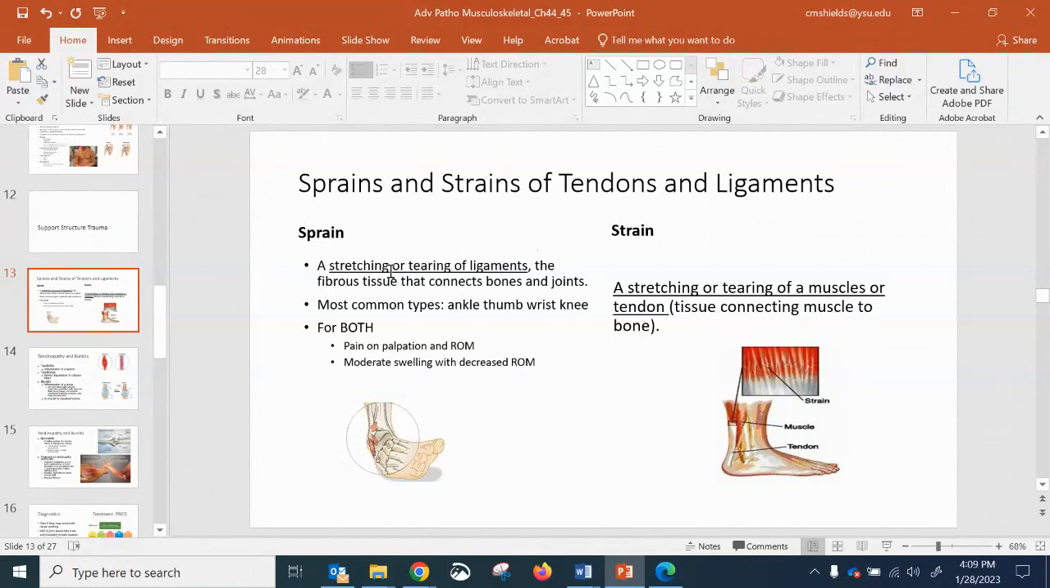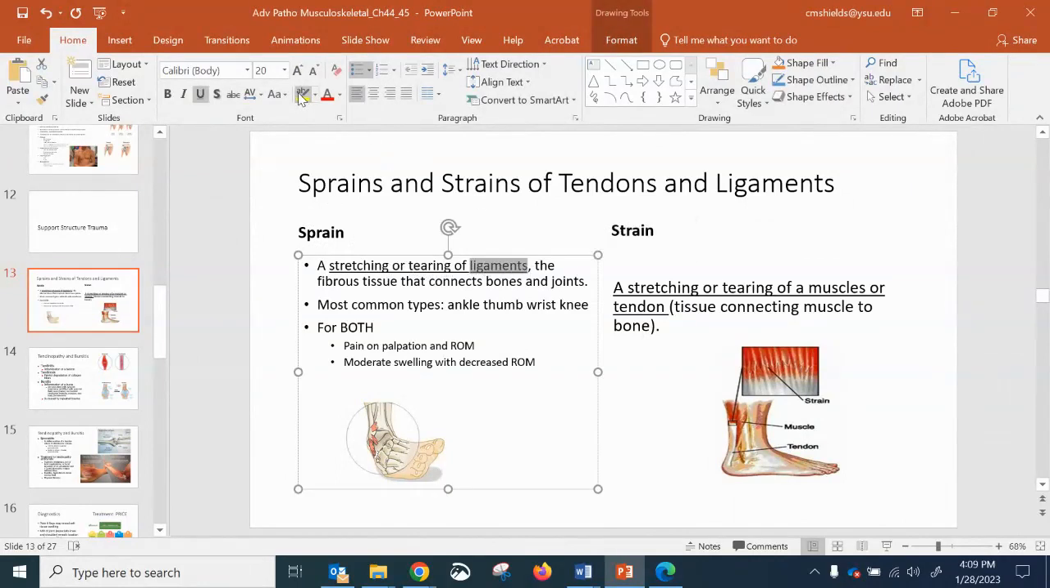A sprain is a stretching or tearing of ligaments, okay? The fibrous tissue that connects bones and joints. Most common types are ankle, thumb, wrist, knee. And a strain is a stretching or tearing of muscles or tendons, which are tissues connecting muscles to the bones.